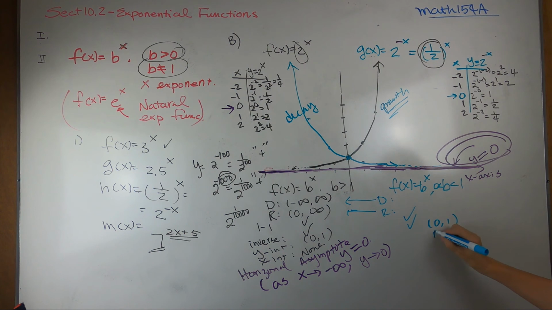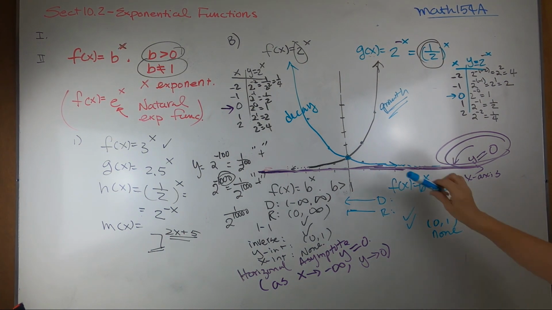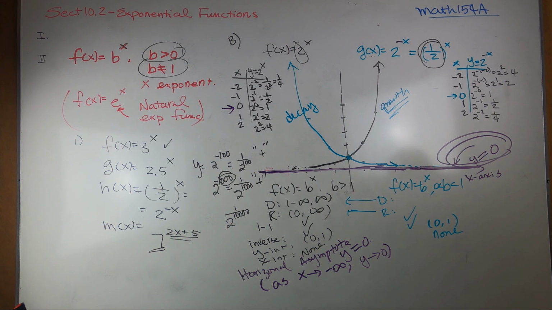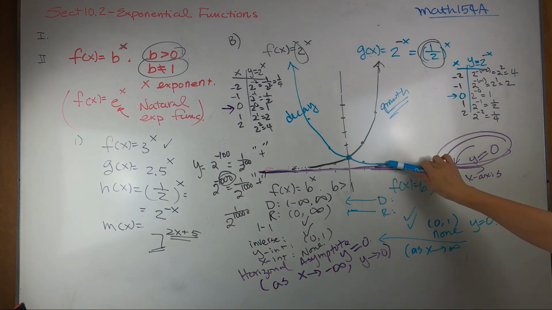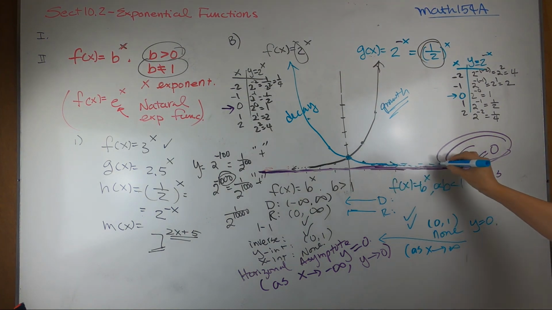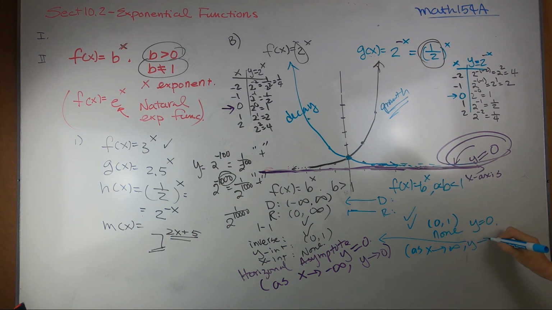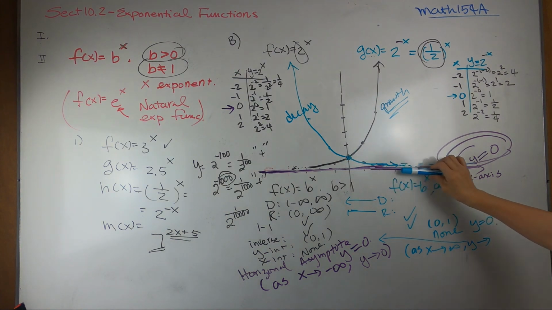Then, does it have an x-intercept? No, none. All right, it's the same thing. It has what? A horizontal asymptote, y equals 0, okay? Then the situation is, as x approaches infinity this way, x is bigger and bigger and bigger, then your y becomes smaller and smaller, approaching 0 this way. Okay?